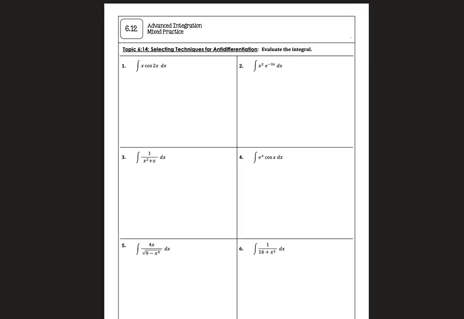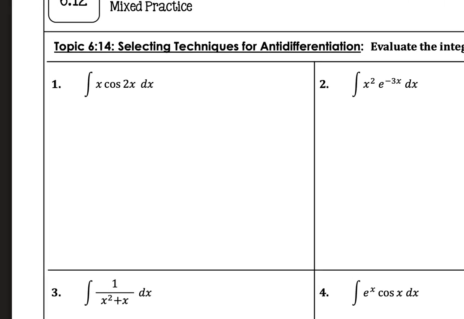Okay, so for the first one, definitely by parts, because you have two functions multiplied, where one, if you take the derivative enough, it'll go to 0, and then the other one you can integrate as many times as you need. Okay, and this is by parts, but this one you can do tabular for.